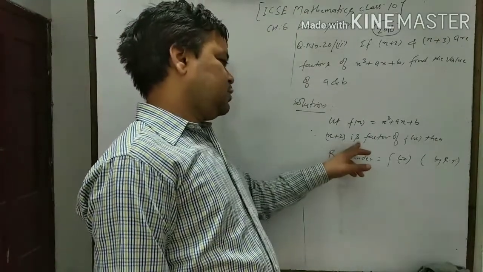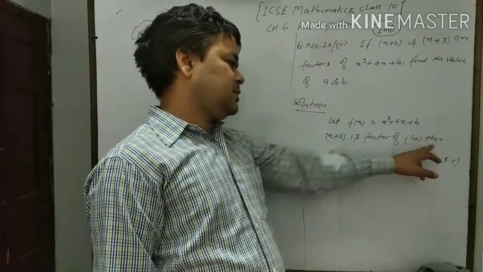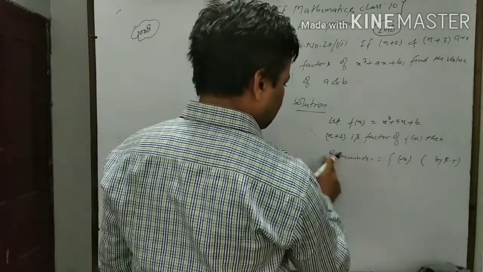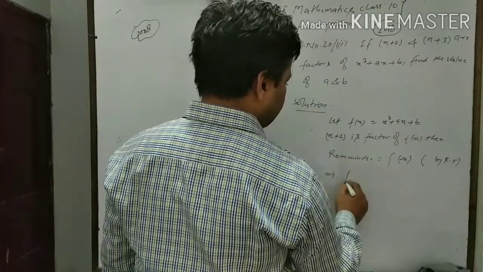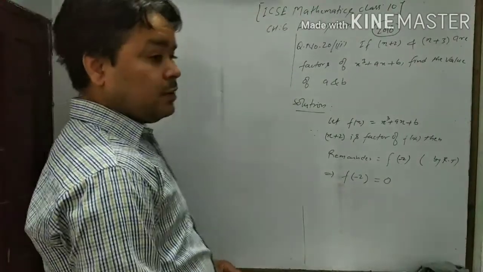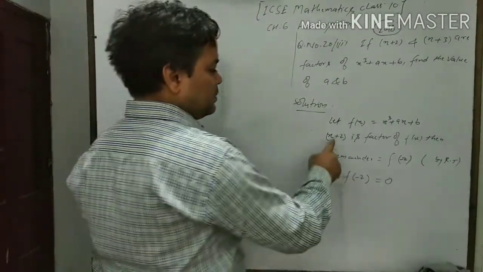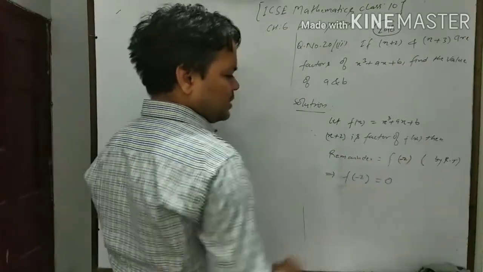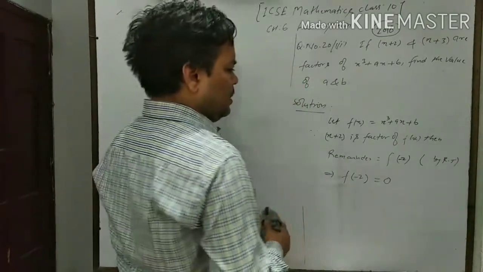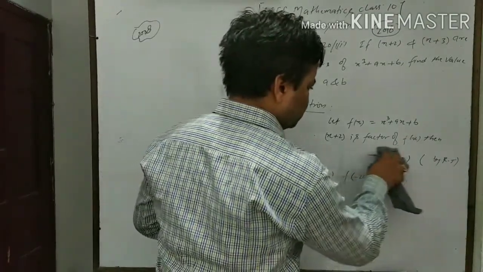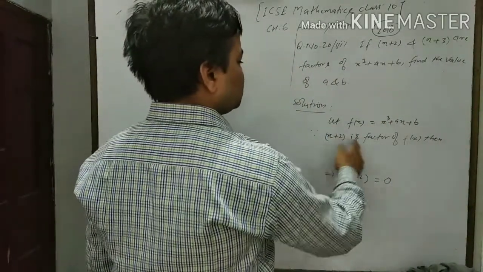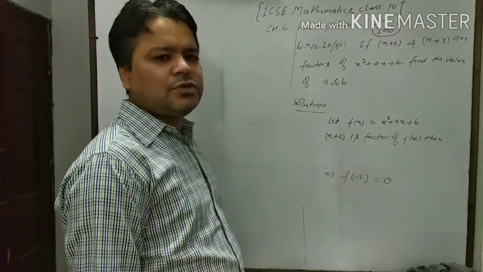Now since x plus 2 is a factor of f of x, its remainder is how much? That will be 0. This implies that f of minus 2 is equal to 0. What is the condition? The condition is that x plus 2 is a factor, then the remainder is 0, and therefore f of minus 2 is equal to 0. If you do not want to write this step, there is no need. Simply let f(x) be this much and x plus 2 is a factor of f(x), then f of minus 2 is equal to 0.